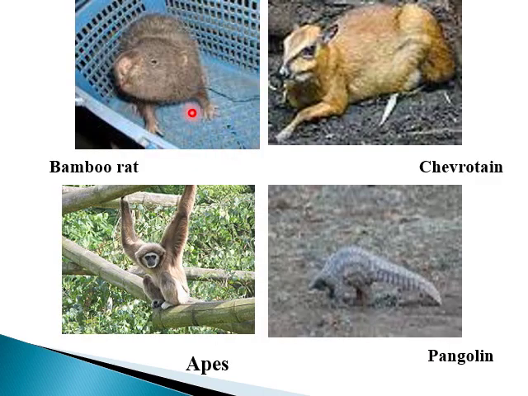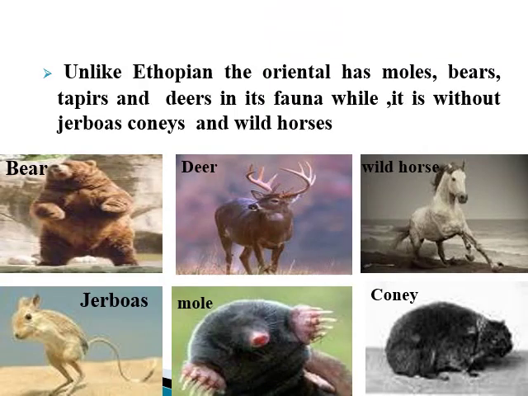Here you can see the diagrams of bamboo rat, apes, chevrotain, and pangolin. Unlike the Ethiopian region, the Oriental region has different species of moles, bears, tapirs, and deer. While it is without the gerbils, cavy, and wild horses. Here you can see the bear, deer, wild horse, gerbils, mole, and cavy.